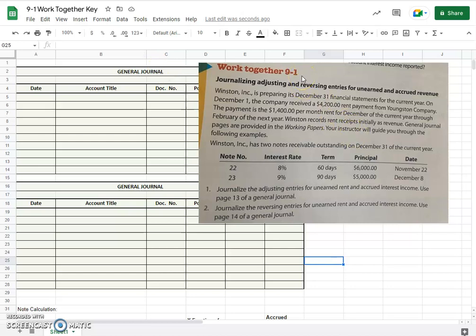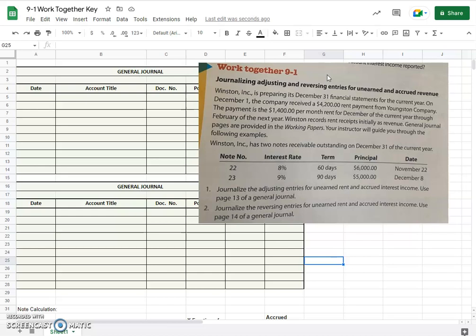In this video, I'll be going through Work Together Problem 9-1 from page 269 of your Century 21 Accounting Textbook, Advanced 11E, which is the edition, by Gilbertson and Lehman. So credit to them for this text. We are journalizing adjusting and reversing entries for unearned and accrued revenue.